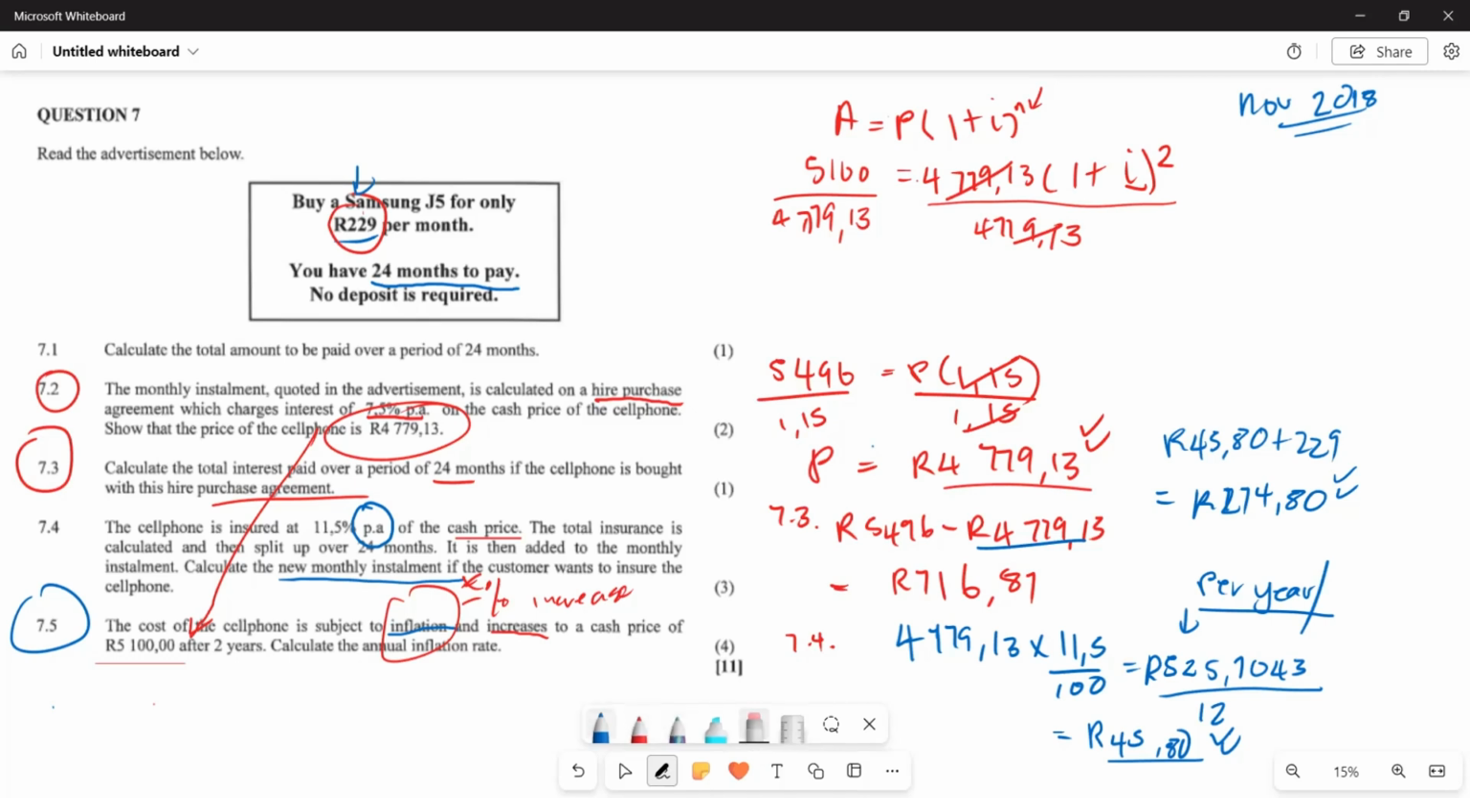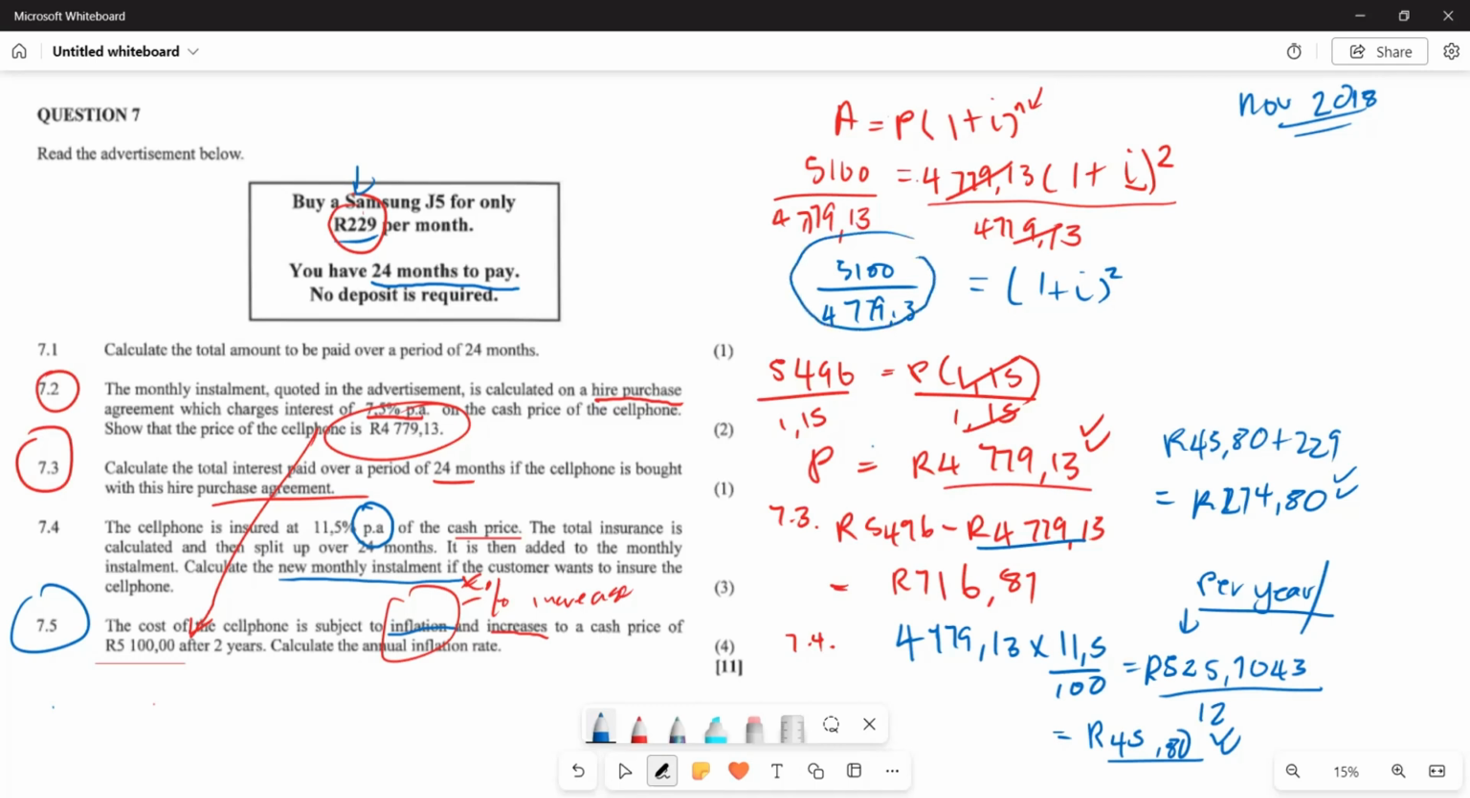Now basically, what are you then going to do here? What you're left with is 5100 divided by 4779.13 equals 1 plus I, to the power of what? Squared. Now what are you going to do? I want you to listen very attentively here. All right, let me just solve this so that it doesn't give you problems.